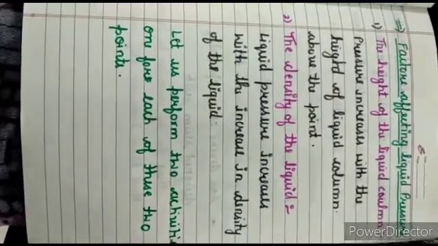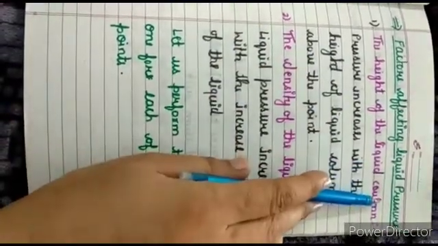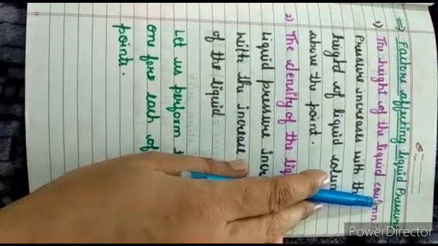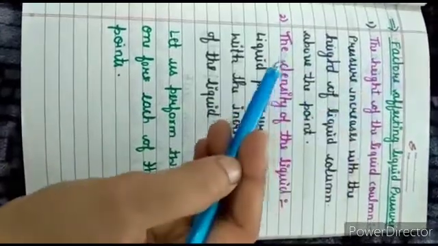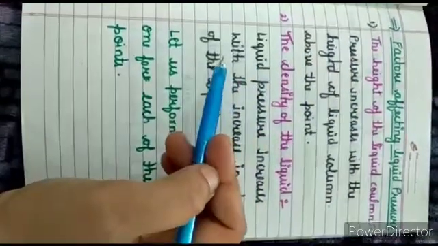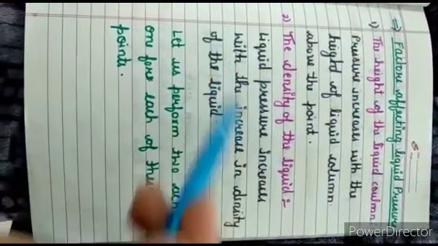So next are the factors affecting the liquid pressure. We have two factors which are going to affect liquid pressure. First is the height of the liquid column. The more the height of the liquid column, the more will be the liquid pressure. Let us perform an activity for this.